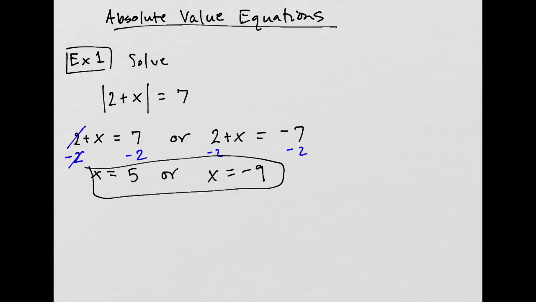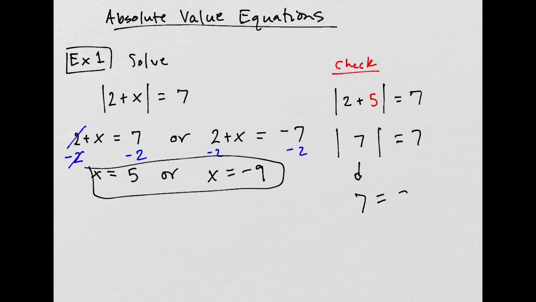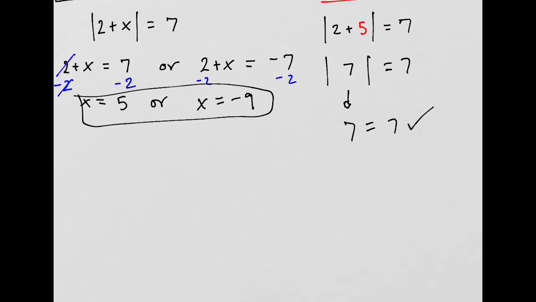Now let's check that, just to make sure. If I put in a 5, then I would have the absolute value of 2 plus 5 equals 7. I would simplify the inside of the absolute value first before I evaluate the absolute value. 2 plus 5 is 7. Carry down the absolute values. Carry down the equal sign. I'm not solving, I'm just checking. So the absolute value of 7 is just 7, and of course 7 equals 7. So that works.